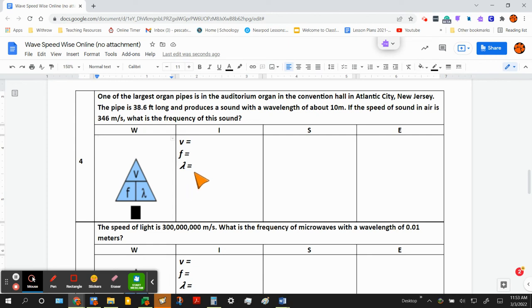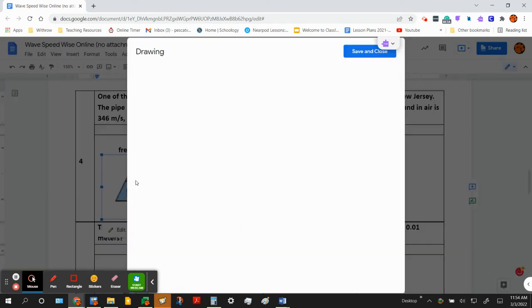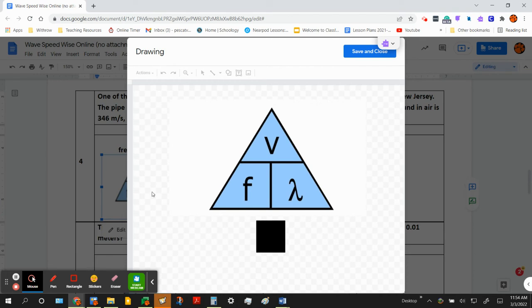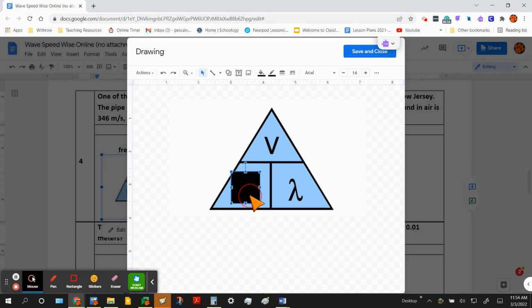All right, so what am I solving for? Look for the question. What is the frequency? There it is. So I'm looking for frequency. Okay. If I go to the triangle, double click to edit, cover up the frequency. So my formula is the speed of the sound divided by the wavelength.